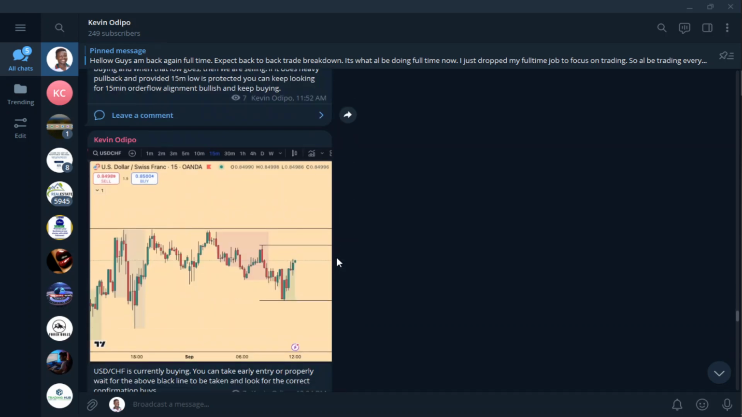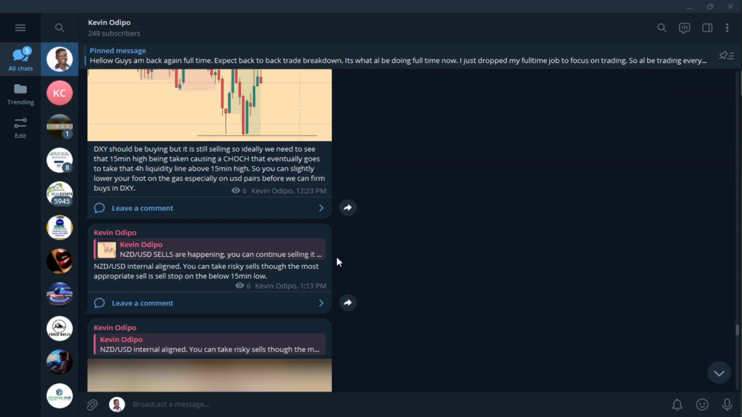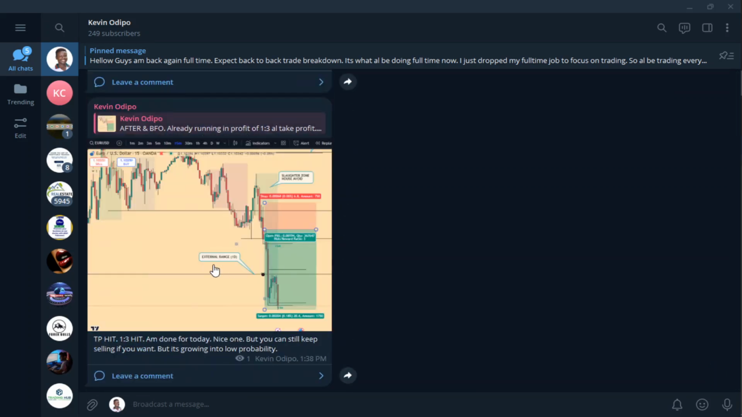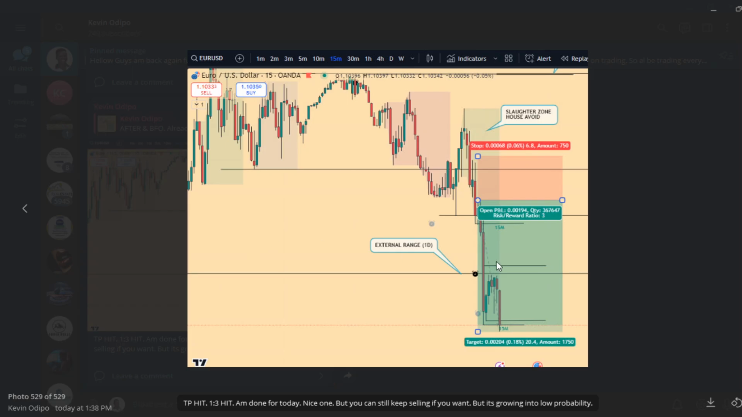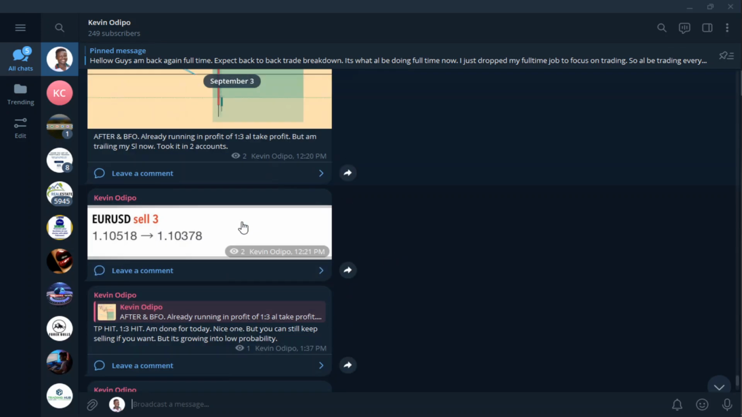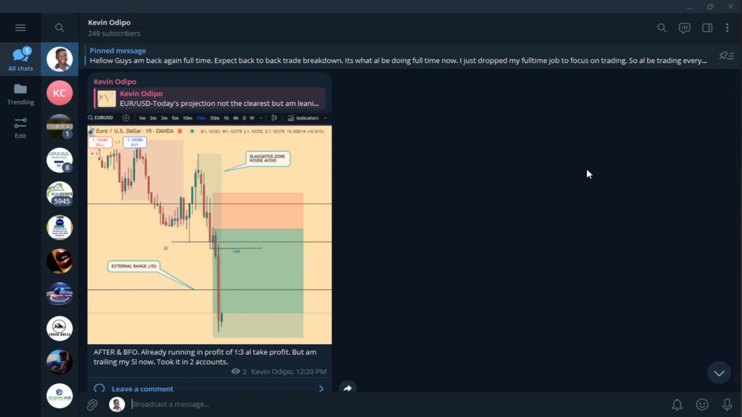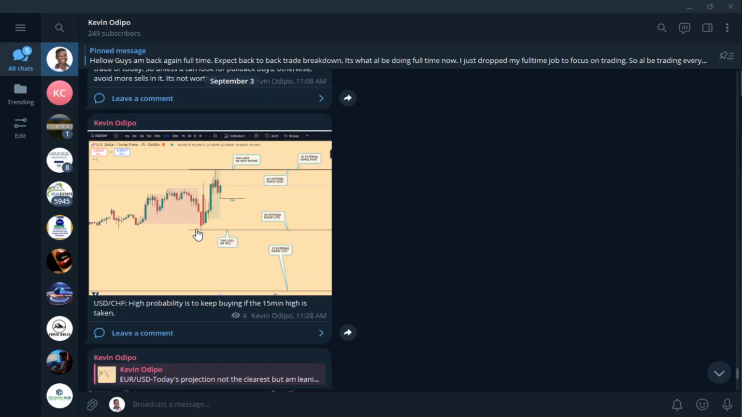It sold again half. So I share every day all euro pairs. I share every day. So let's go for today's ones. So this is today's one, TP hit. This was a 1 to 3. I had a stop loss of 6.8. TP hit. I'm done for the day. Nice one, but you can still keep selling. Yeah, I believe sales are still potential. So this was before. This one was me after getting tagged in.